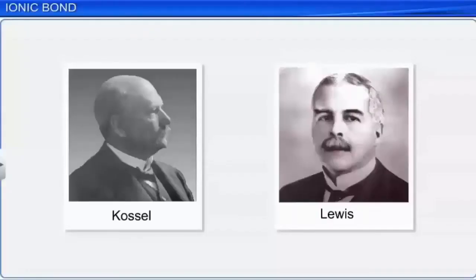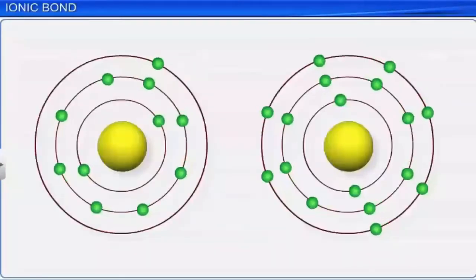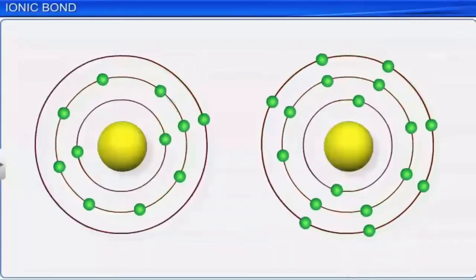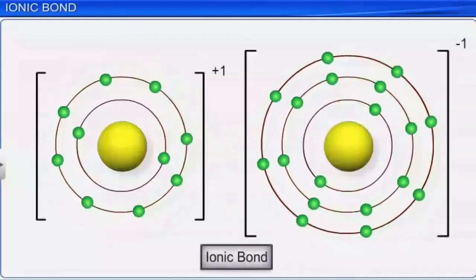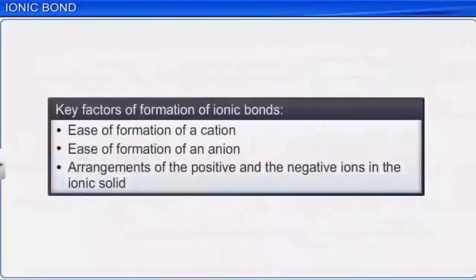On the basis of Kossel and Lewis approach towards chemical bond, we can explain the factors that affect the formation of ionic bond. The formation of ionic bonds depends upon the following three key factors. First, the ease of formation of a cation. Second, the ease of formation of an anion. And finally, the arrangements of the positive and the negative ions in the ionic solid.